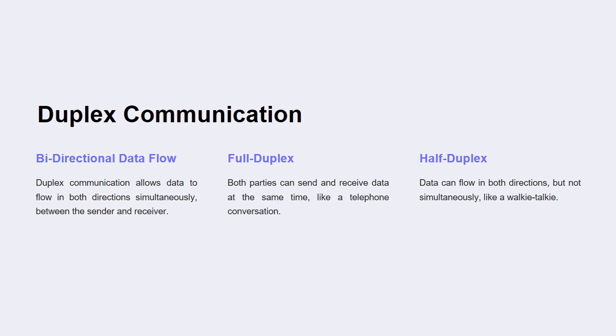Next one is half duplex. Data can flow in both directions but not simultaneously, like a walkie-talkie. If the sender is sending, then the receiver cannot send, and if the receiver is sending, then the sender cannot send. Only one party can send. Data will flow in one direction at a time, right? This is what half duplex is. Try to understand it more.